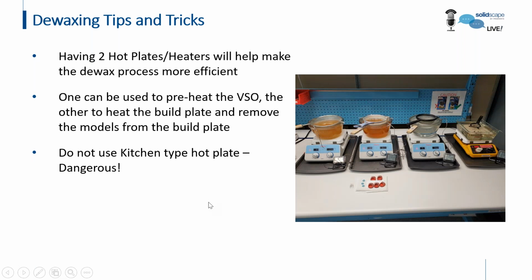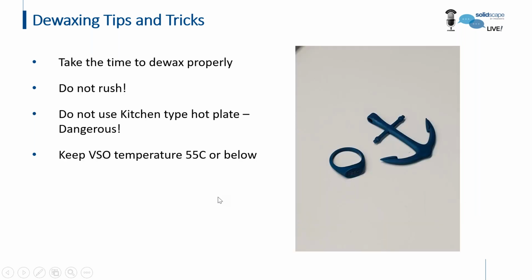And I also recommend having multiple hot plates. This way you can have one that's heating up the VSO while you're removing the models from the build plate. And the most important thing here is do not use a kitchen type hot plate. Those are very, very dangerous as they're an uncontrolled heat source.